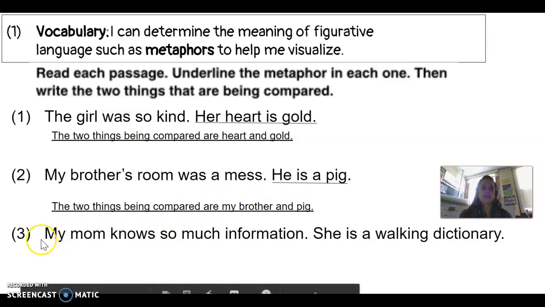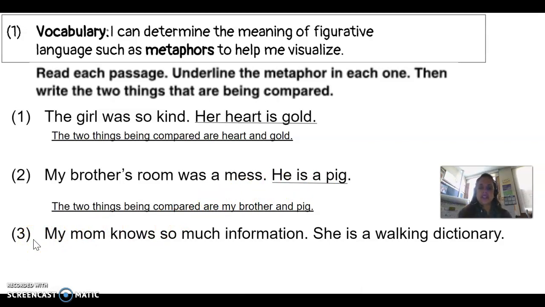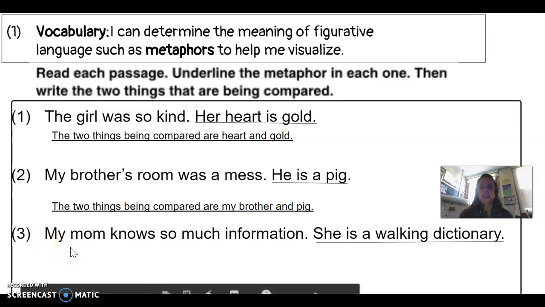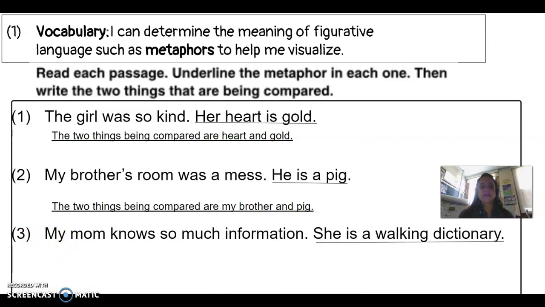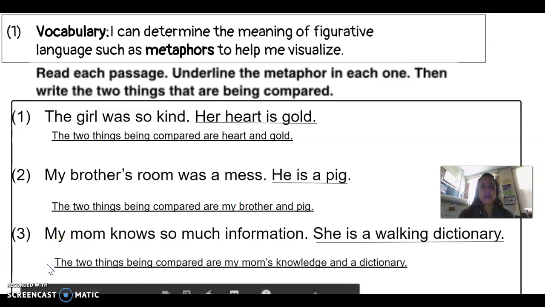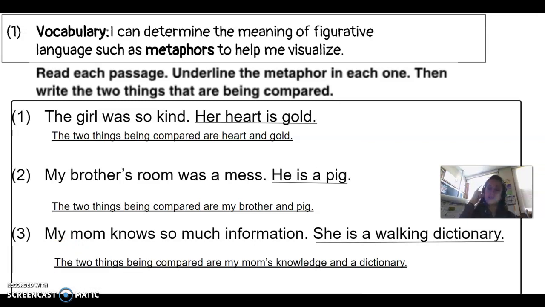And our last example on this page, my mom knows so much information. She is a walking dictionary. All right, what is our metaphor? Let's underline it. She is a walking dictionary. What two things are being compared? The two things being compared are my mom's knowledge and a dictionary. What does that help me visualize? My mom is really smart.